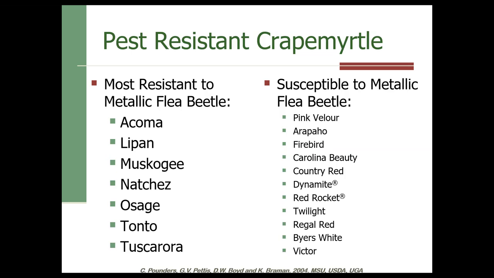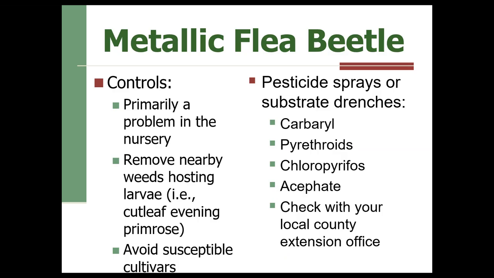Controls: it has primarily been a nursery problem to date. One could remove the nearby weeds that host the larvae, like the evening primrose and so on, or spray the weeds early on to control the metallic flea beetle. And obviously you can avoid the more susceptible cultivars in the nursery. And then in terms of pesticide sprays or a substrate drench, the pesticides that are listed as being somewhat effective are carbaryl, which is Sevin, your pyrethroids, chlorpyrifos, which is Dursban, acephate, which has some activity, and Orthene has some activity, not much. But anyway, these are some of the products that could be used. And by all means, check with your local extension to see if there's any additional information that might be able to clear up the flea beetle infestation.